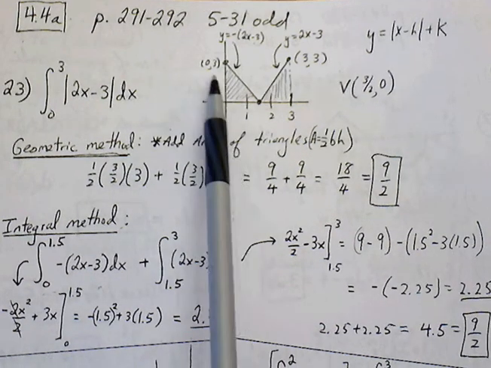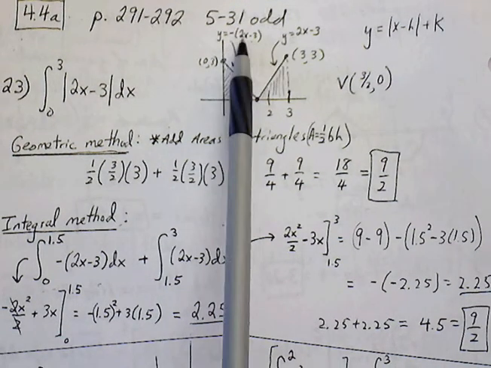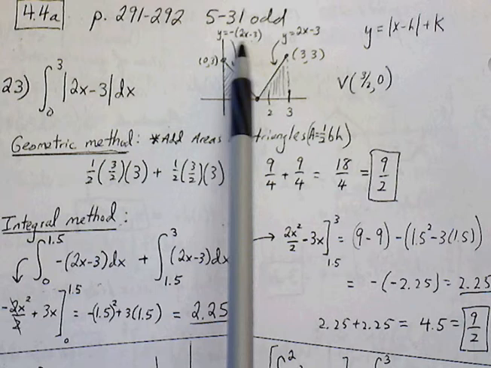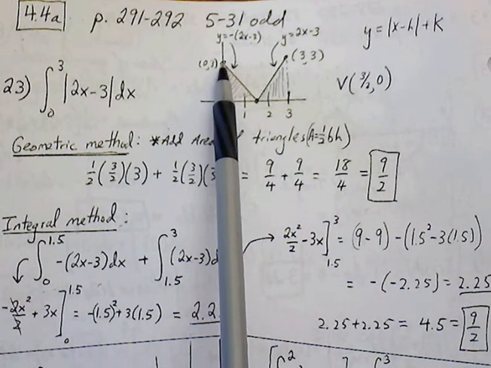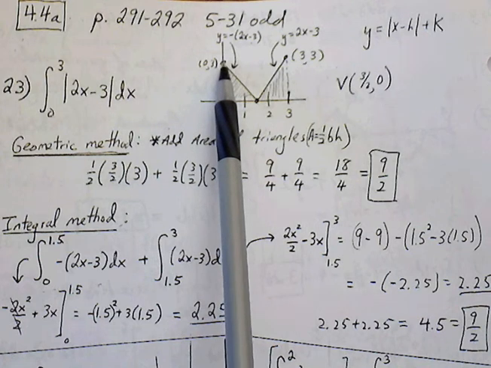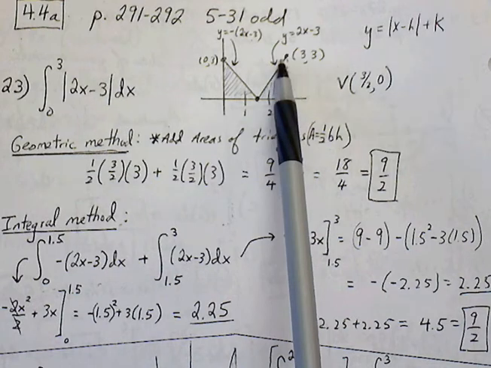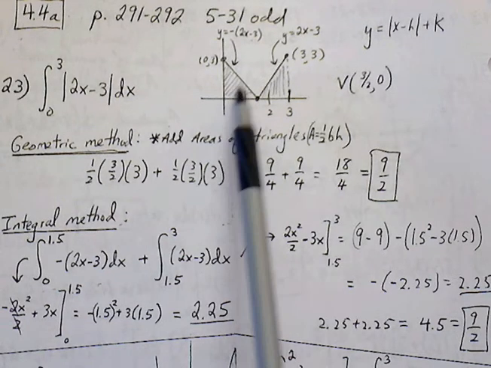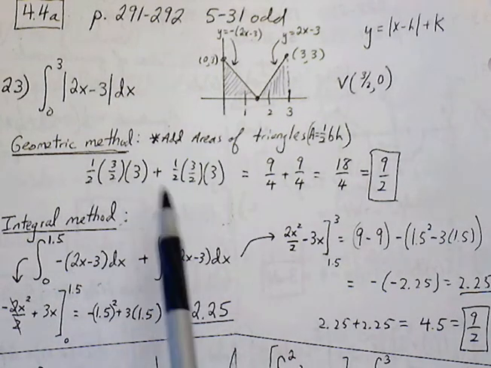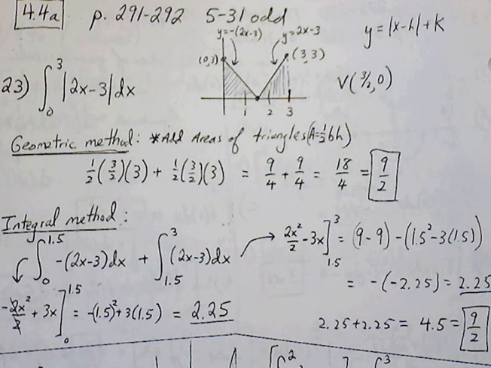So if I plug 0 into my left graph, I'm going to get a positive 3. If I plot that point there, this also represents the height of my first triangle. My right endpoint is 3, so if I plug 3 into 2x minus 3, I'm going to get a y value of 3. So I can now easily find the area of these two triangles, and if I add them up, then I'm going to find the definite integral of my absolute value function.